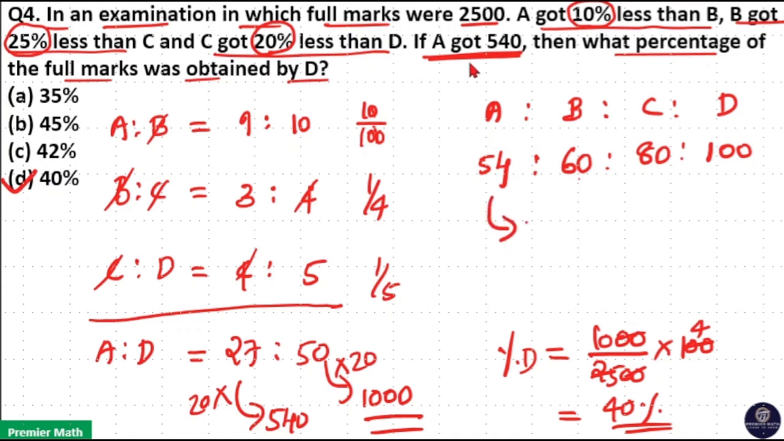Already A got 540 marks, means 54 parts is 540. 54 into 10 is 540. Then D got 100 parts. 100 parts is 100 into 10, 1000. So again we get 1000 as D's mark. In both the ways we got 1000 as D's mark. So that will be option D, 40% mark. So you can do either way.